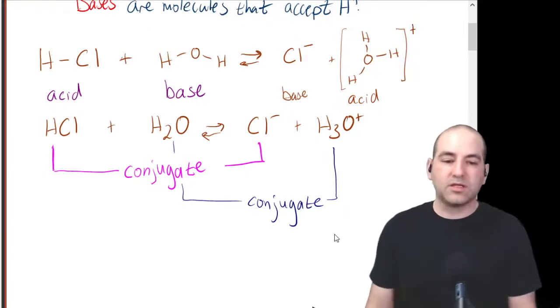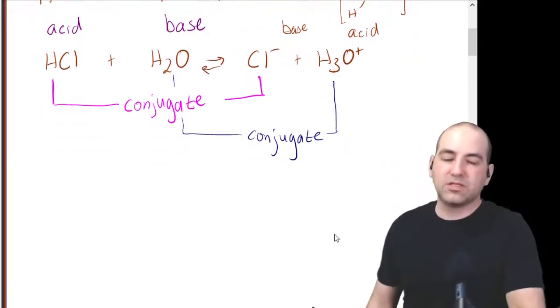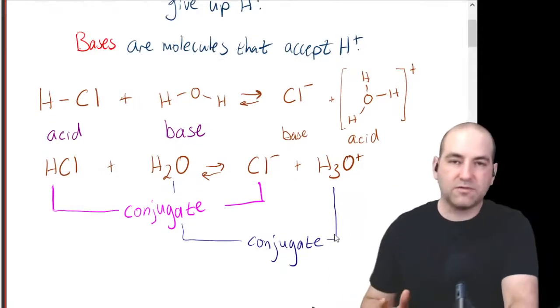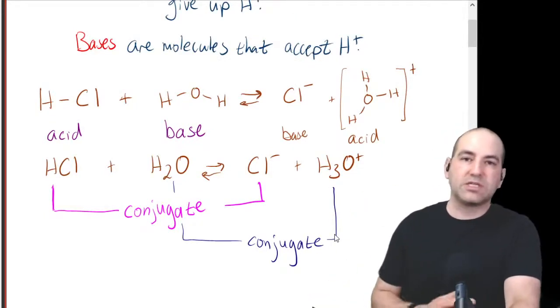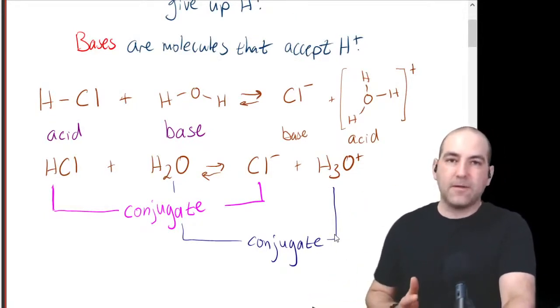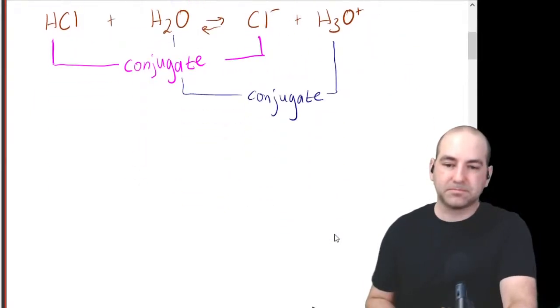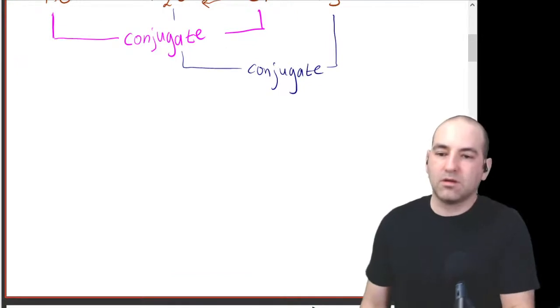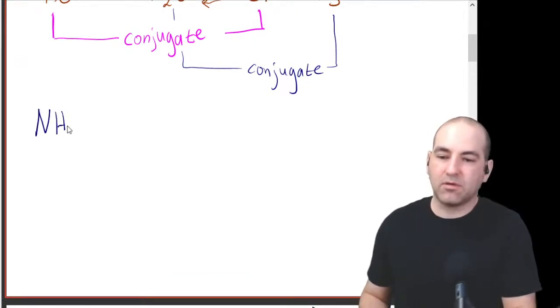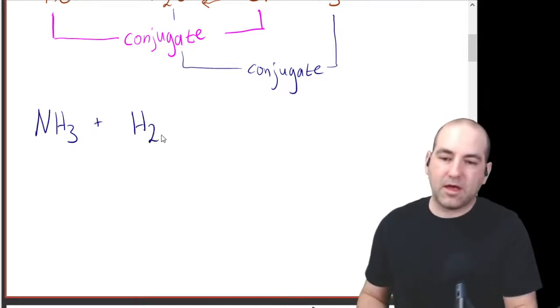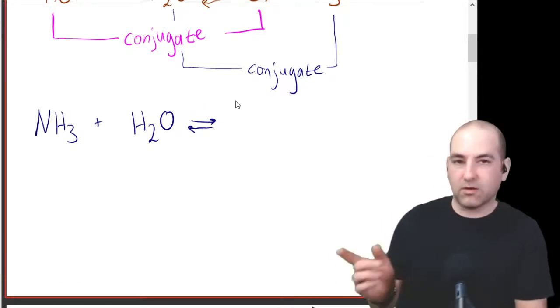All right, let's take a look at another reaction and see if we can do the same kind of analysis. So figure out which is the acid and which is the base in both directions, and then find the conjugate acid-base pairs. So here's another reaction. We're going to use water again, and we're going to react that with ammonia and look at it going both ways.